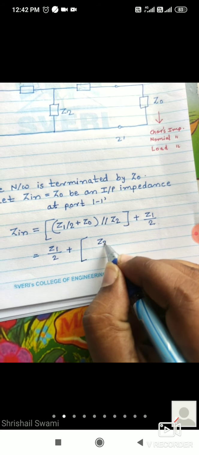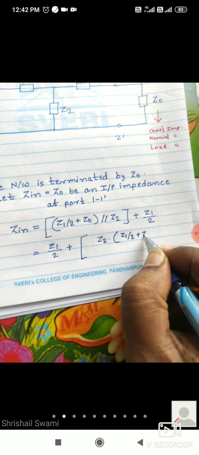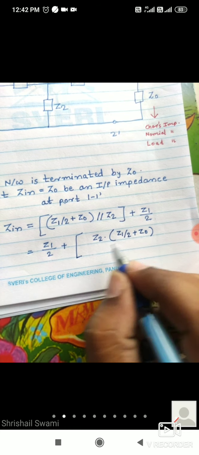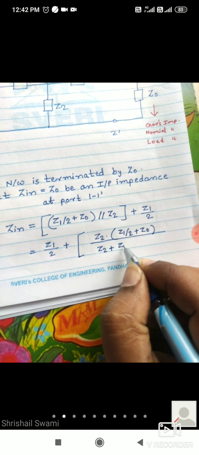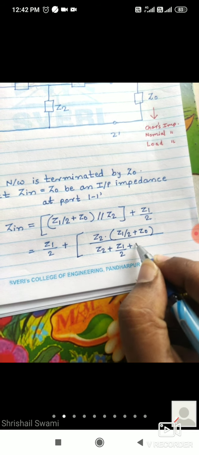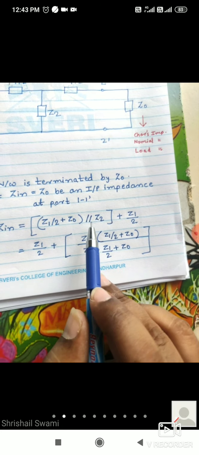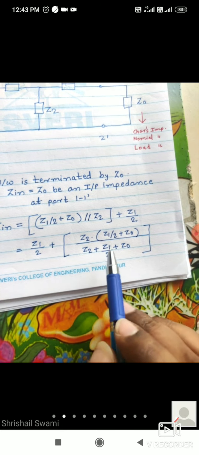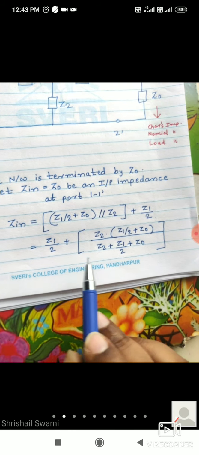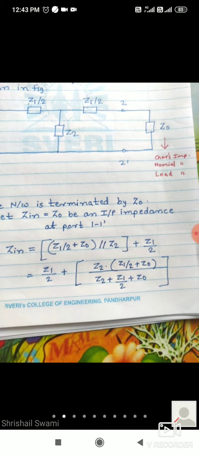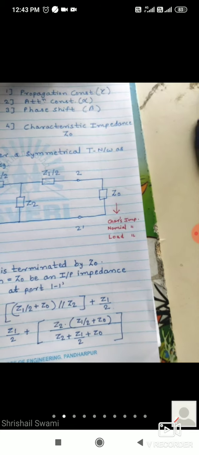So Z2 into Z1 by 2 plus Z0, that is, R1 into R2 divided by Z2 plus Z1 by 2 plus Z0, that is R1 plus R2. This is the parallel combination of the two, which you can write in one bracket now. Okay, so up to this step, any doubt? If no doubt, we will continue.